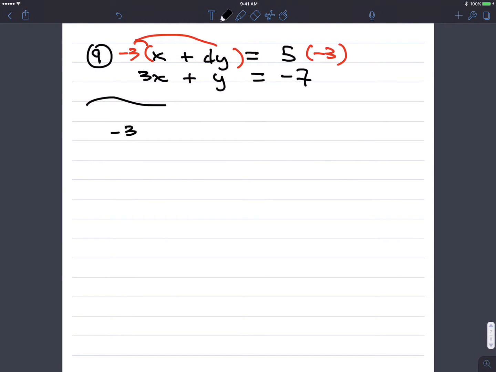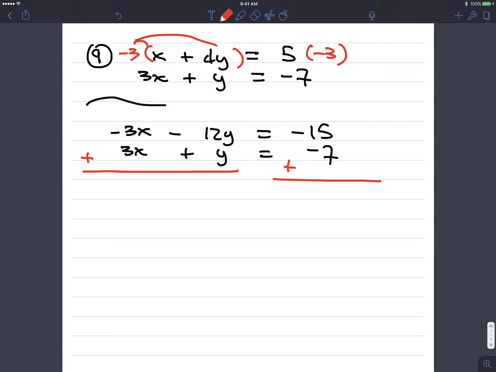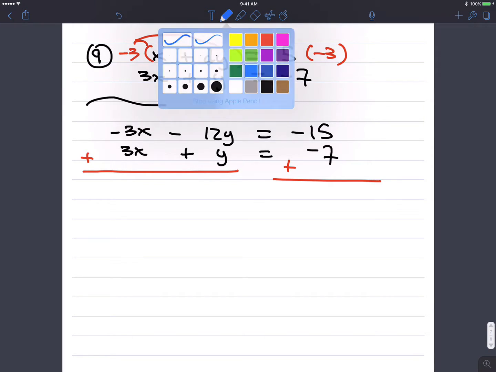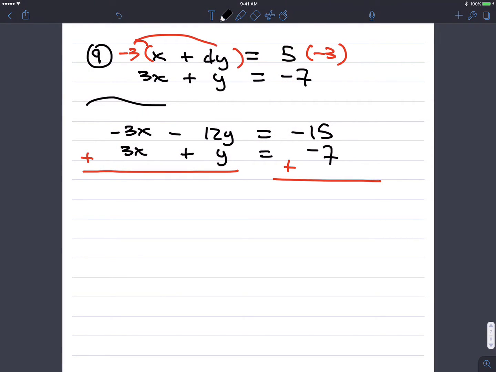My new first equation is negative 3x minus 12y is negative 15. The second equation is 3x plus y is negative 7. Let's add. Notice we have opposites here, meaning the negative 3 in front of the x and the positive 3 in front of the x for the second equation are opposites. We're now going to get negative 11y equals negative 22. The x variable was eliminated.